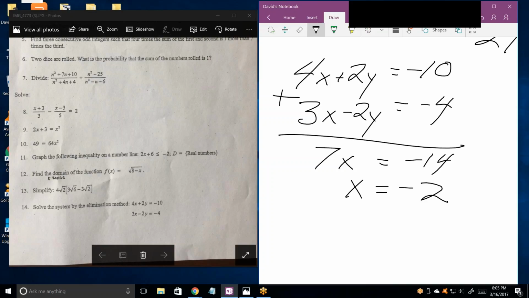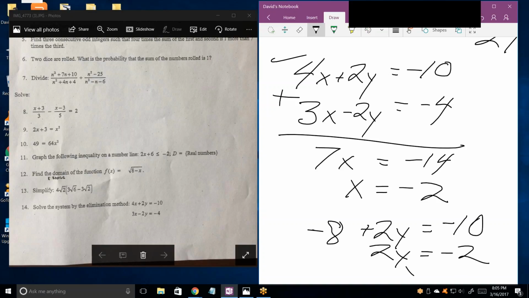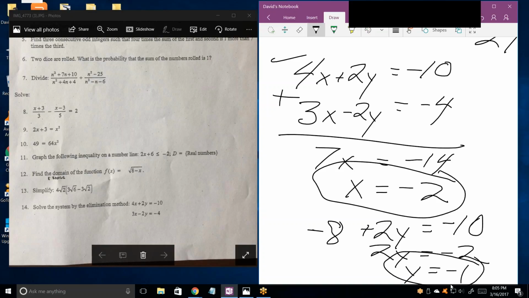But it's also important that if I'm going to solve for y, I want the coefficient to be positive. And in the first equation, y does have a positive coefficient. So it turns into minus 8 plus 2y equals minus 10. So 2y equals minus 2, y equals minus 1. So the solution always, did I do something wrong? Sorry, what? Is that what you got also, y equals minus 1?